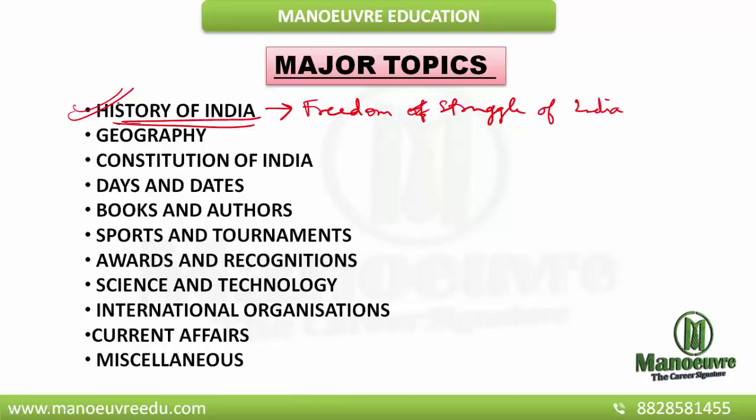Questions from this section have time and again come and are very easy in nature. They are very factual in nature. So, once you have a clear idea of what happened when, the chronology of all the things that happened during the freedom struggle of India, this section is going to be a very easy score booster for you.